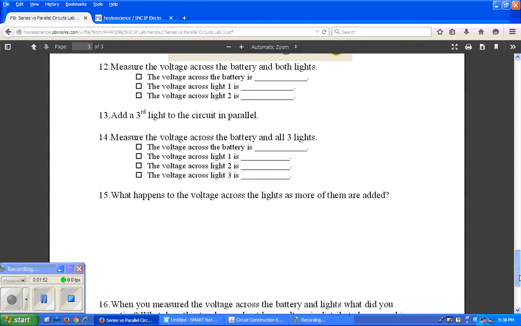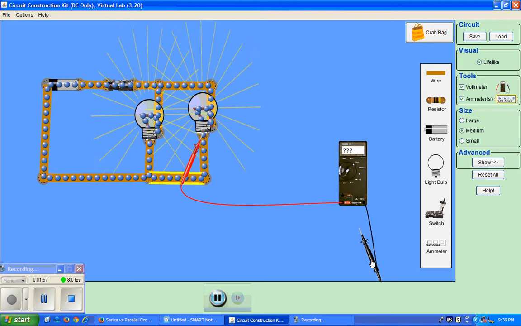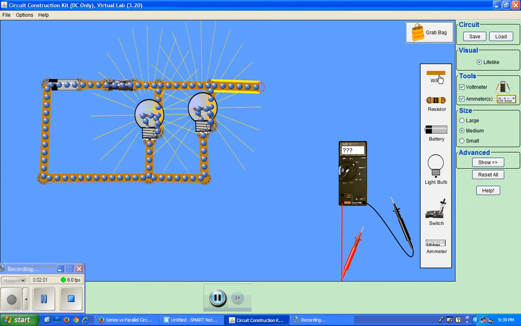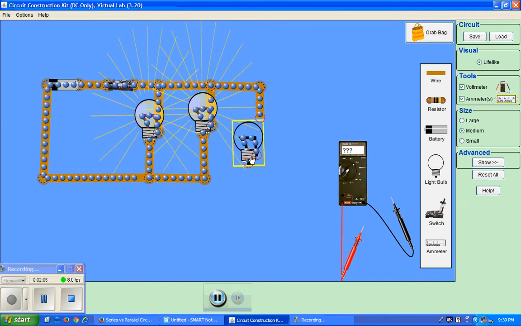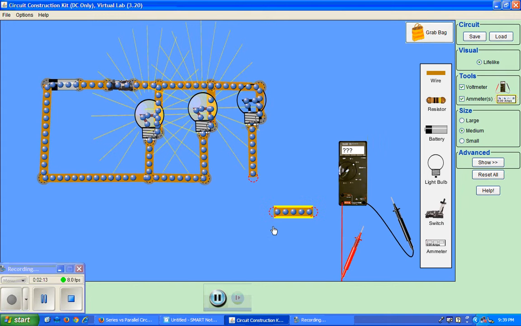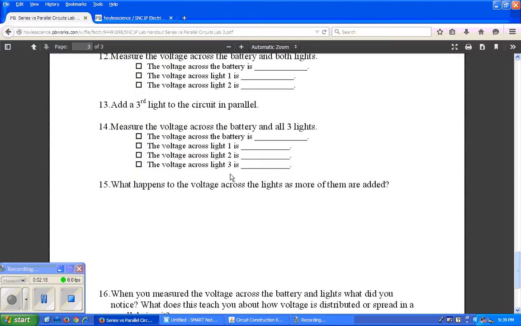And then it says in step 13, add a third light to the parallel circuit. So we'll essentially do exactly the same thing as we did beforehand. Adding a third path with a third light. And it should be activated now. Okay. And then step 14 says measure the voltage across the battery and all 3 lights, and this is where you want to record that information.